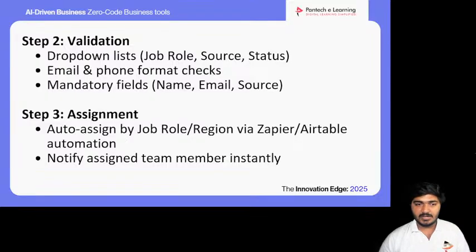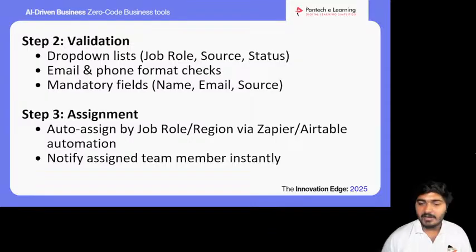And lastly, the assignment, which will be auto-assigned by job role. Take one point and make it a centralized key, so that everything will be branched or assigned out based on that element: job role, region. Via Zapier or Airtable, we can use that application to automate this. If this particular thing is satisfied, do this thing; if that particular thing is satisfied, do this, like that.